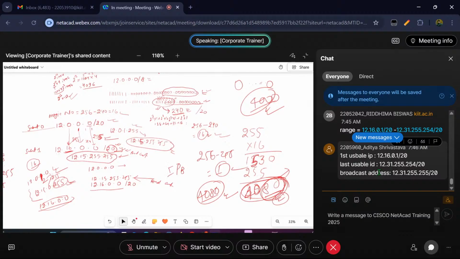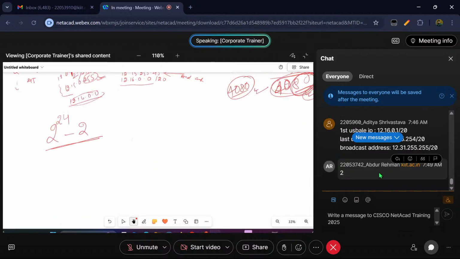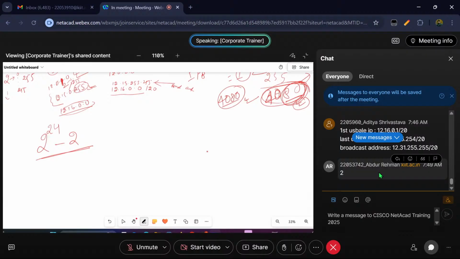But just think of it, if you're using a class A IP. If you use that class A IP, how many hosts can you configure from class A? What is the value? 2 raised to the power 24 minus what? 1? 2 raised to the power 24 minus 1 or 2? Minus 2. So if you get this value, 2 raised to the power 24 minus 2, that many hosts you can configure.